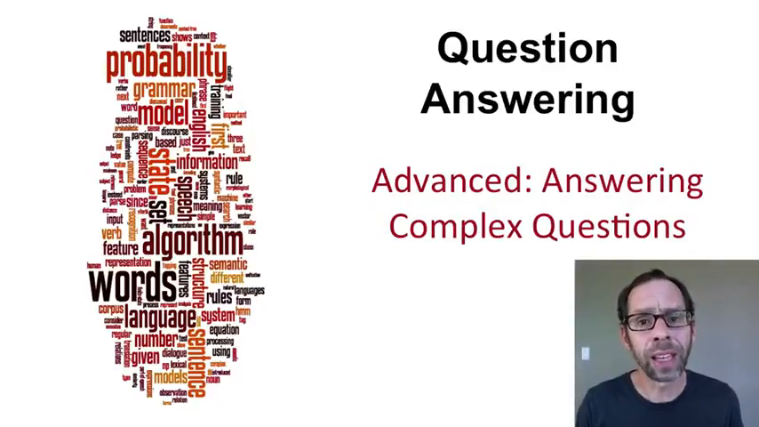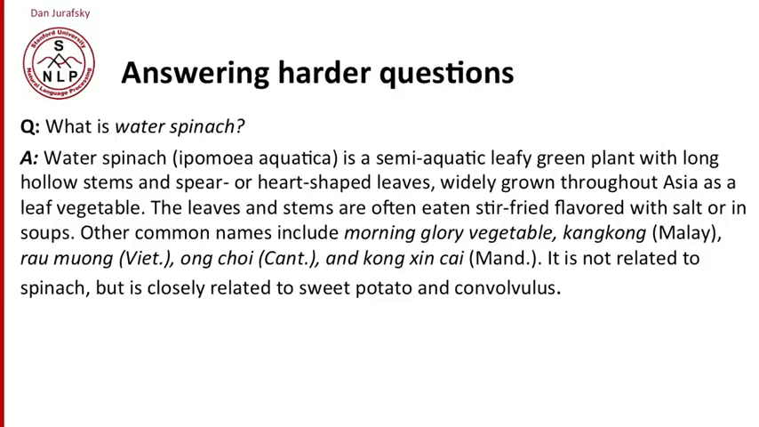Now, there are some kinds of advanced questions that don't tend to be answered in modern commercial systems, but are part of modern research systems, and let's turn to those now. Imagine the following harder question: what is water spinach? And the answer we'd like to give is really a full paragraph that talks about water spinach and its history and names for it in different languages and so on.